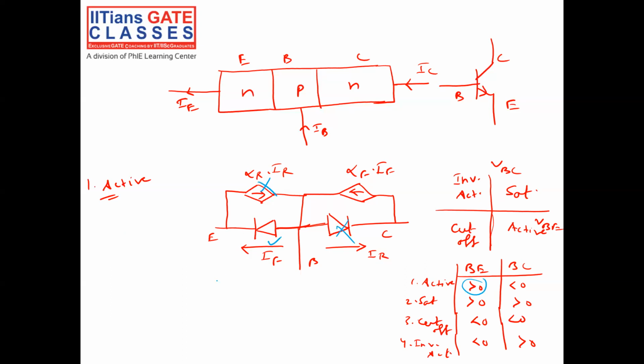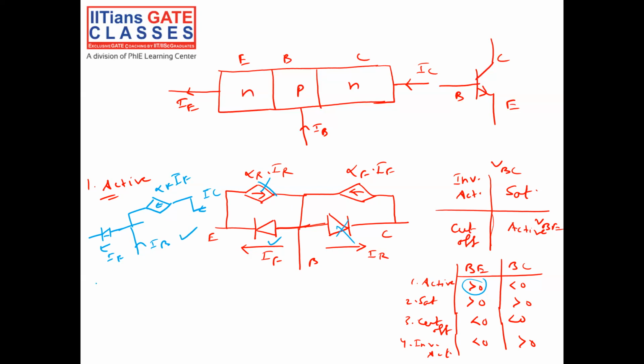If I want to draw the equivalent model in the active region, at the input I have a PN junction with current IF flowing, and at the output, since it is reverse bias, I am making it an open circuit, approximately. Alpha F into IF is my collector current, this is my emitter current, this is my base current. So this model, applied to active mode of operation, will look like this.